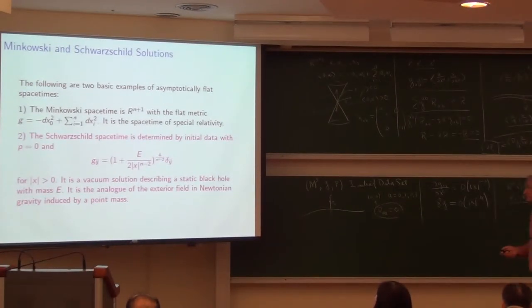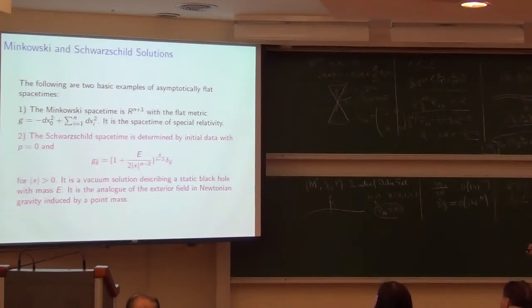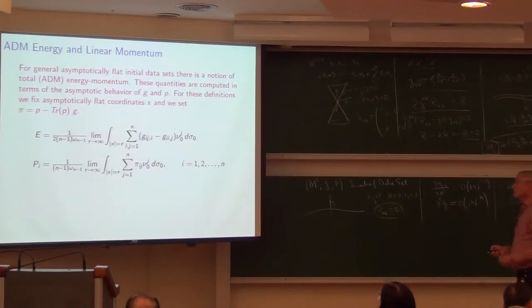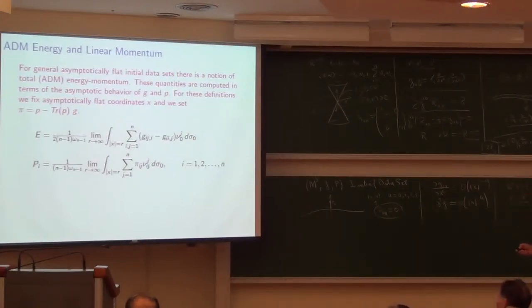Okay, and so these two will play an important role for us. And so one of the important notions that I want to use for asymptotically flat space-times is the energy and linear momentum. So these are called ADM energy and linear momentum. And I've written a formula for them. So it's kind of a complicated formula, and I want to explain it a little bit.